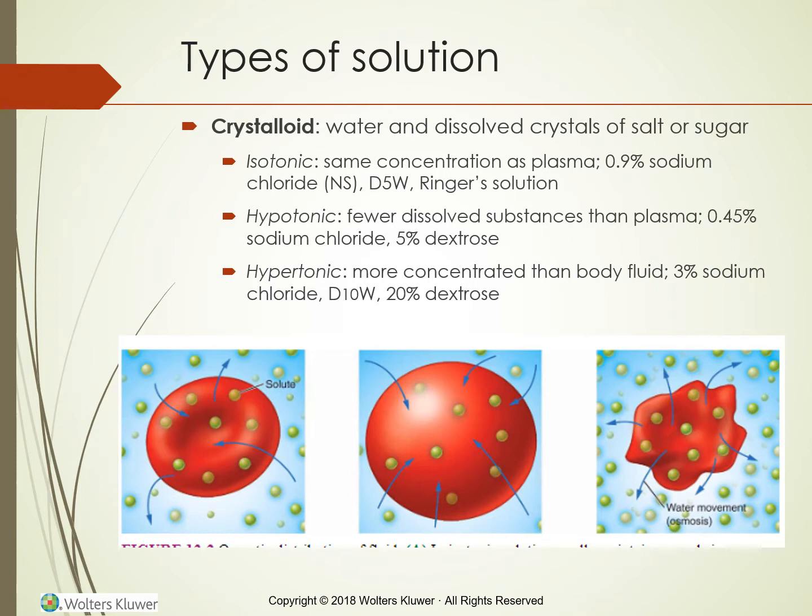Crystalloid solutions consist of water and uniformly dissolved crystals such as salt, sodium chloride, or sugar in the form of glucose or dextrose. Colloid solutions consist of water and molecules of suspended or undissolved substances such as blood cells and blood products.